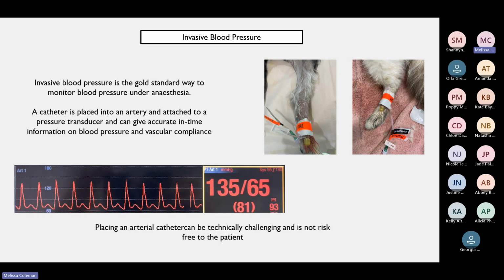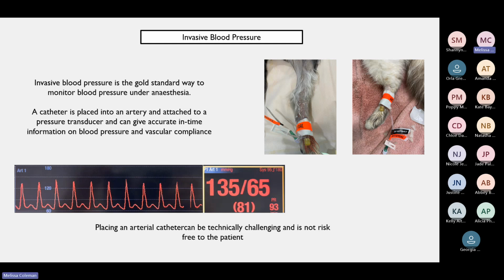So invasive blood pressure is, as I just said, considered the gold standard, and it uses a catheter placed directly into the artery and connected to a pressure transducer to give real-time waveforms and highly accurate systolic, diastolic, and mean pressures. So the placement is technically challenging and does carry risks. So it's typically reserved for cases where continuous and accurate monitoring is essential.